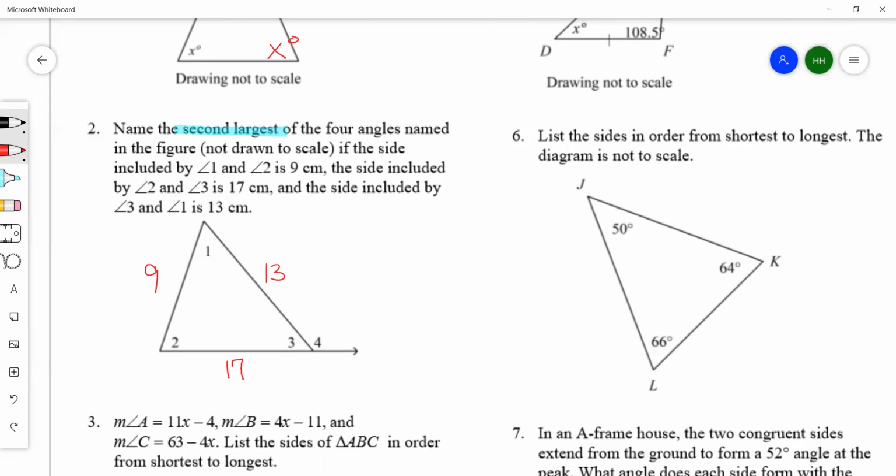All right, second largest of the 4 angles. Angle 4 is going to be the largest, okay? Angle 4 is the largest. You need the second largest. Well, the second largest is going to be the one that's across from the longest side of the triangle. So 17 is the longest side of the triangle. Angle 1 is going to be the largest angle inside the triangle. But it's the second largest in the whole picture because 4 is the largest. Okay? So that's going to be angle 1.